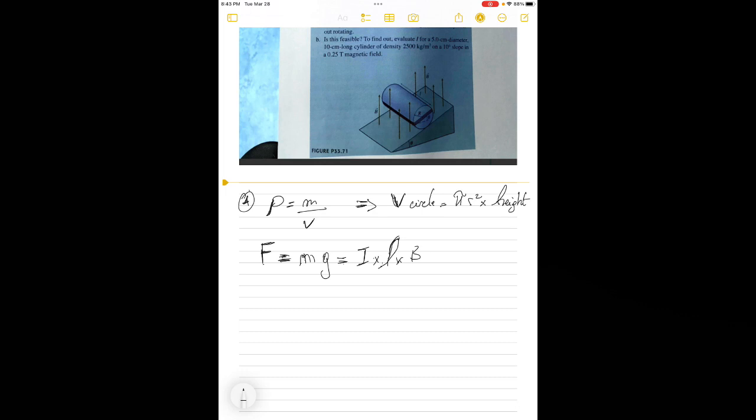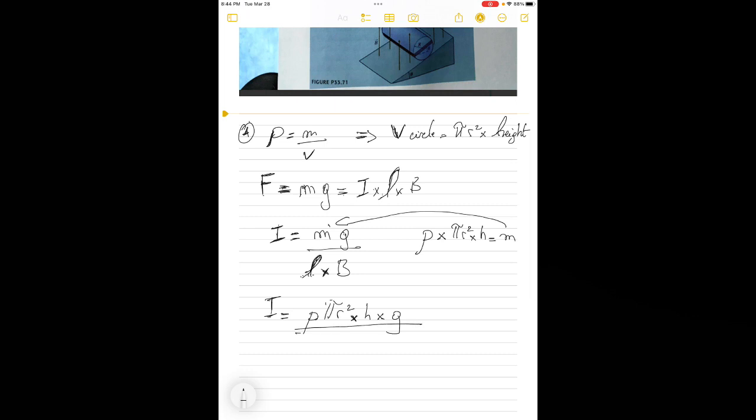Going back here, we can isolate the current. It's going to equal mass multiplied by gravity divided by the length multiplied by the field strength. So what we're going to do here is isolate the mass: density multiplied by pi r squared multiplied by the height equals mass. We substitute this here, so the current equals density times pi r squared multiplied by the height multiplied by gravity, divided by the length multiplied by the magnetic field strength.